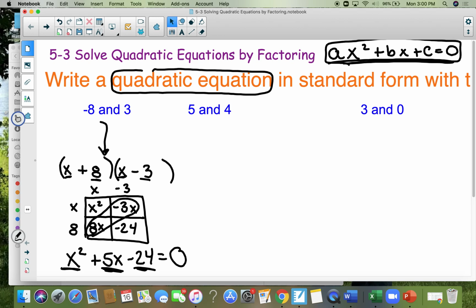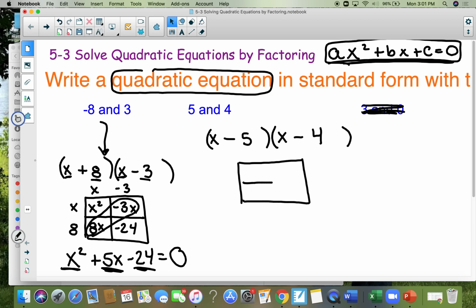So we're going to do a couple more, and this is all we're doing today. We'll do this one, and then we'll do another one down below. So if 5 is an answer and 4 is an answer, all you're going to do is put 2 sets of parentheses down for your homework. You're going to put an x down and an x down. If 5 is an answer, you're going to put a -5, and if 4 is an answer, you're going to put a -4.